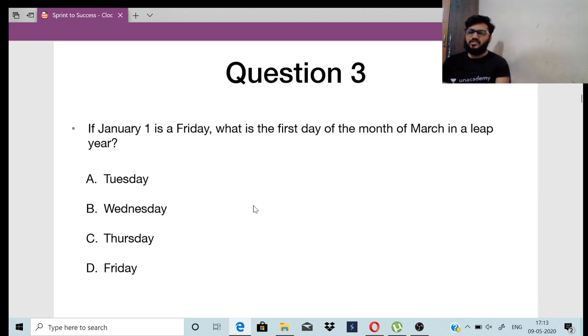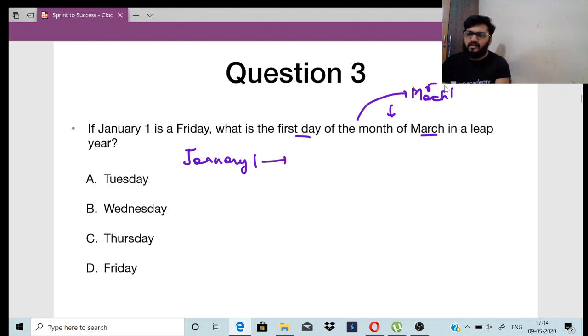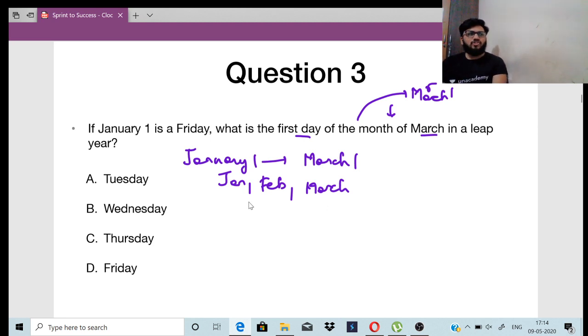First, you will count the number of days from January 1 to the first day of March. The first day of March means March 1. So calculate the number of days from January 1 to March 1. You will get 3 months here: January, February and March. How many days are there in January? It is 31. They have told us it is a leap year.